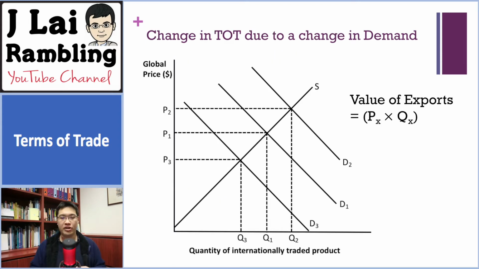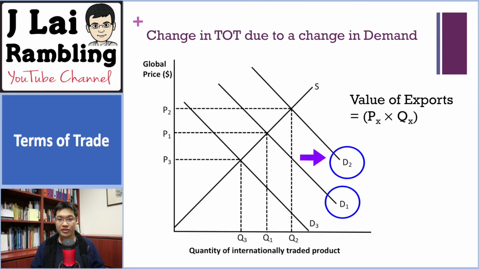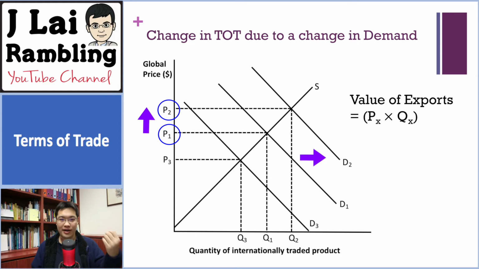Let's look at the change in terms of trade due to a change in demand, okay? And here, we're just looking at it from the perspective of the value of exports, which is price of exports multiplied by quantity of exports. Let's say that the example we're looking at here is cars, okay? And the equilibrium here is P1 Q1. Given an increase in the demand for cars, D1 will shift outwards to D2 because there's an increase in the demand for car exports at each and every price level. Therefore, the price of the car will increase from P1 to P2, okay? That's the global price of the cars.